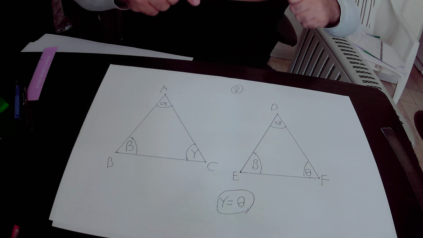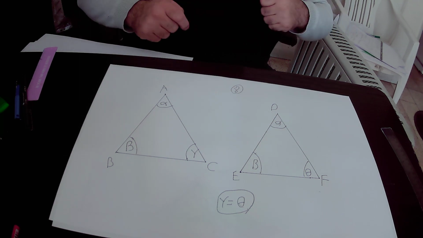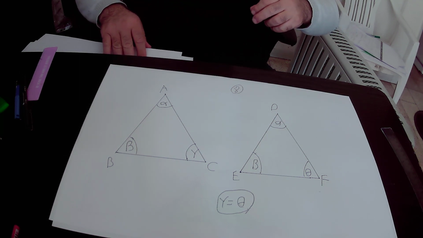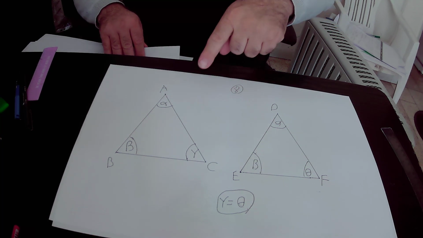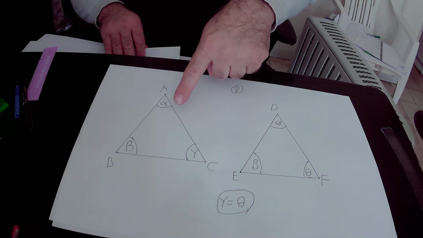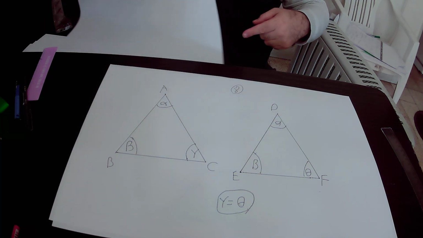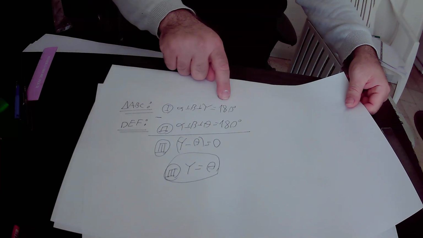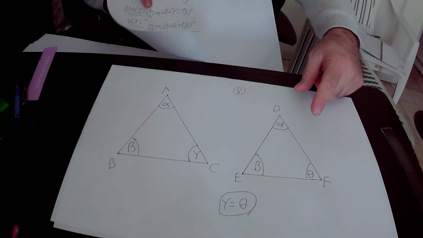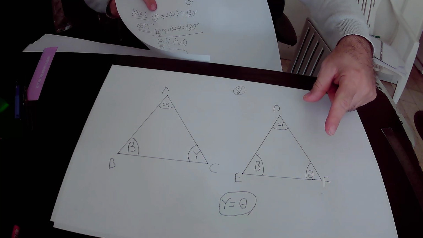And we actually proved that the third angle theorem is true by the rule that says that the sum of the angles in any triangle equals 180 degrees. So the sum of the angles in triangle ABC equals 180 degrees. That is to say, alpha plus beta plus gamma equals 180 degrees. Likewise, the sum of the angles in triangle DEF equals 180 degrees.